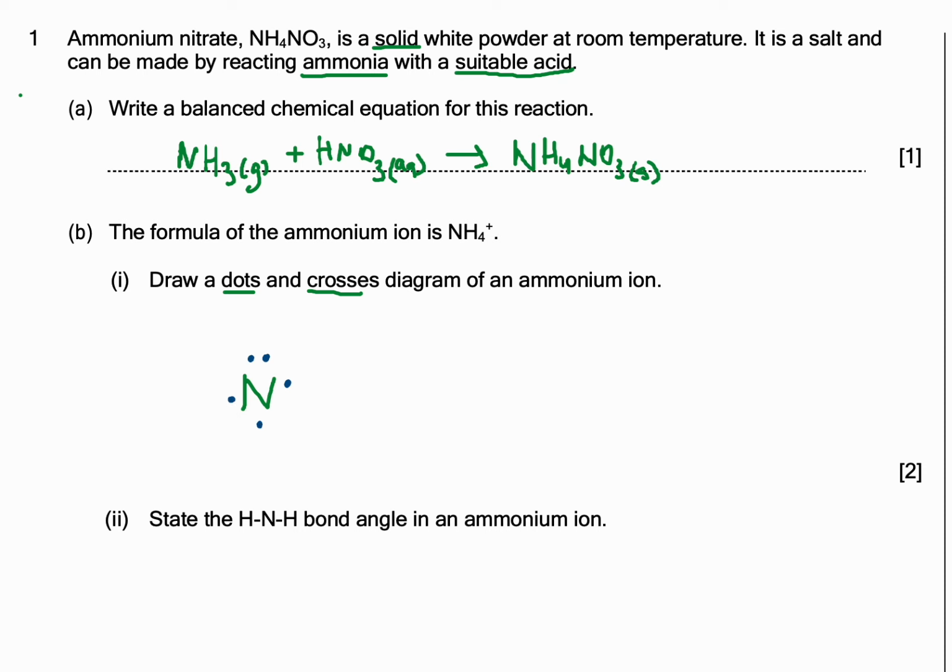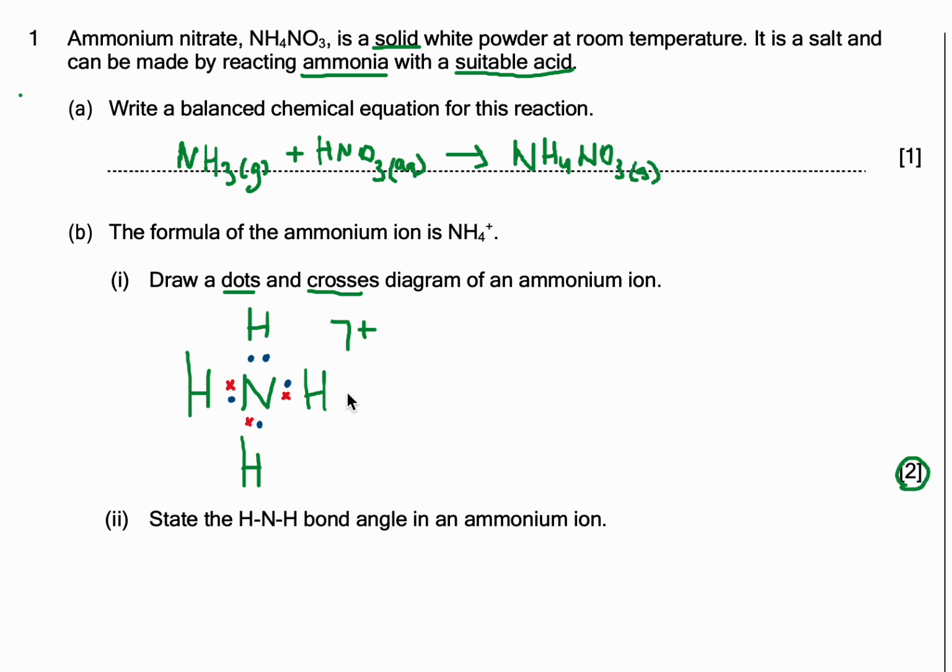And for hydrogen, we use crosses. So we'll put a cross here, and a cross here. So 3 hydrogens, 3 electrons. Here I put hydrogen, here I put hydrogen, and next, the last hydrogen. This ion will now bear a positive charge. So to draw the dot and cross diagram of ammonium, here we have 2 marks.